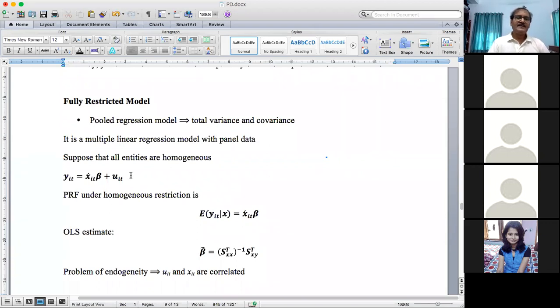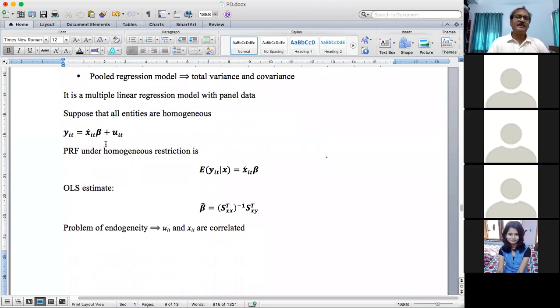So this model is nothing but our familiar multiple linear regression model. The difference is we are using the suffix it to denote the panel data, because panel data, as we have discussed, have two dimensions. One is the cross-section dimension, another is the time dimension. So the variable Y varies across i over t. Similarly, the regressors can vary across i over t. So this is our familiar multiple linear regression model.